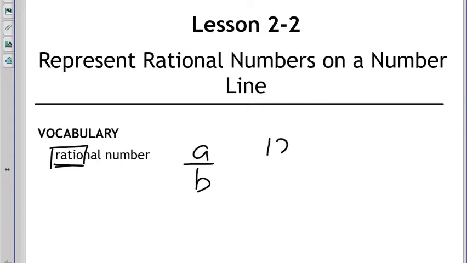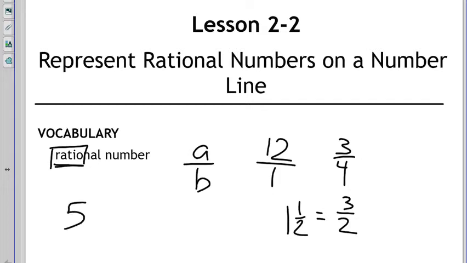So 12 is rational because I can write it as 12 over 1. 3/4 is rational because it's already something over something. 1 1/2 is rational because it can be written as 3/2. Decimals can often be rational also, or usually. Like, for instance, 5 7/10 can be written as 57/10. So that's what a rational number is. It can be written as a ratio.